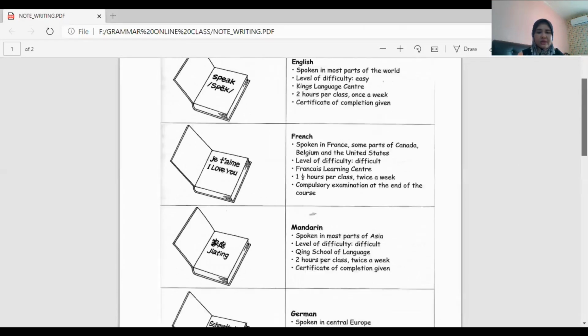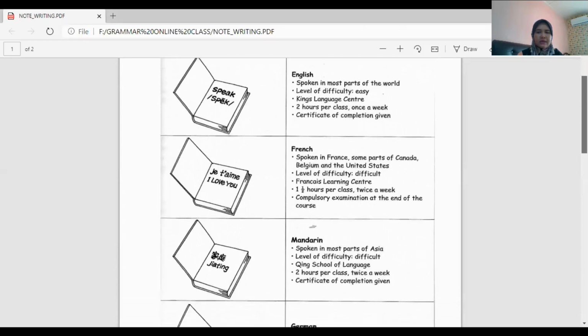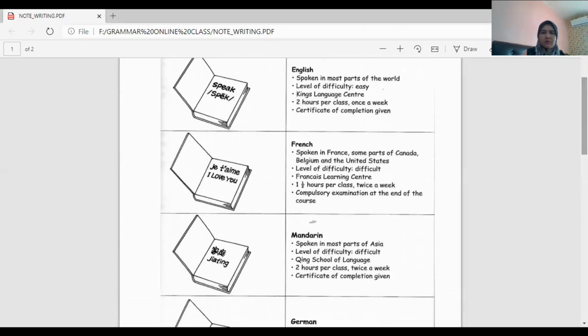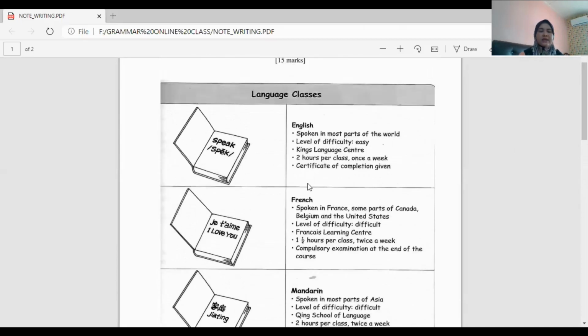So basically there is information about the language classes. We have English class, then we have French, Mandarin, and also German class. Okay, let's look at the question one by one. The first class, which is English class, is mentioned here as spoken in most parts of the world. Then the level of difficulty is easy, meaning it is suitable for the beginner.